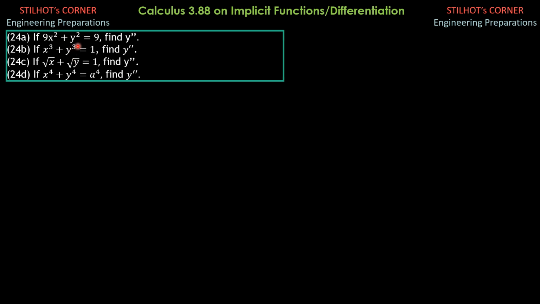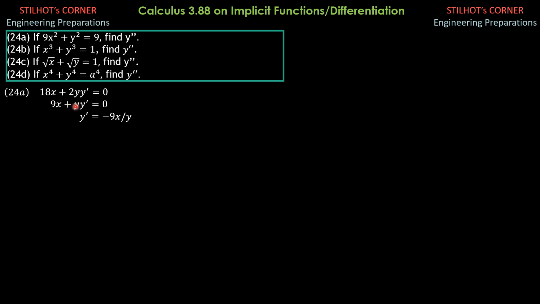If 9x squared plus y squared equals 9, find the second derivative y double prime. So we have 9 times 2x, or 18x, plus 2y y prime equals 0, which can be reduced to 9x plus y y prime equals 0. Differentiating this, we have 9 plus, and we have the derivative of a product. So y prime is negative 9x over y. That's the value of y prime.